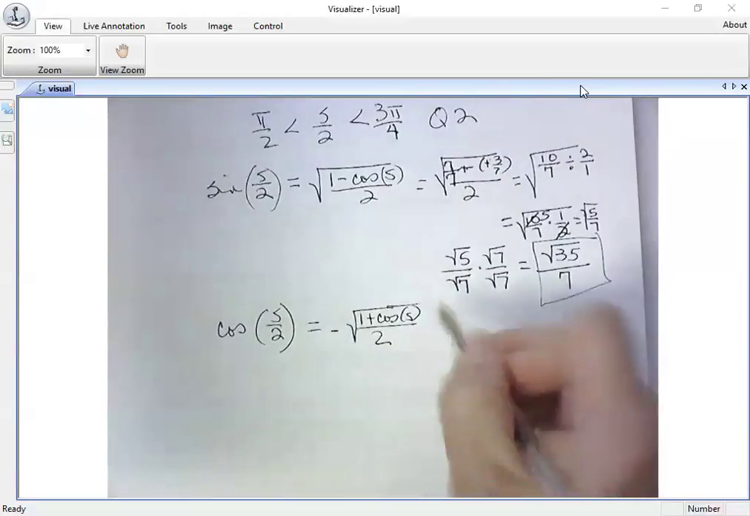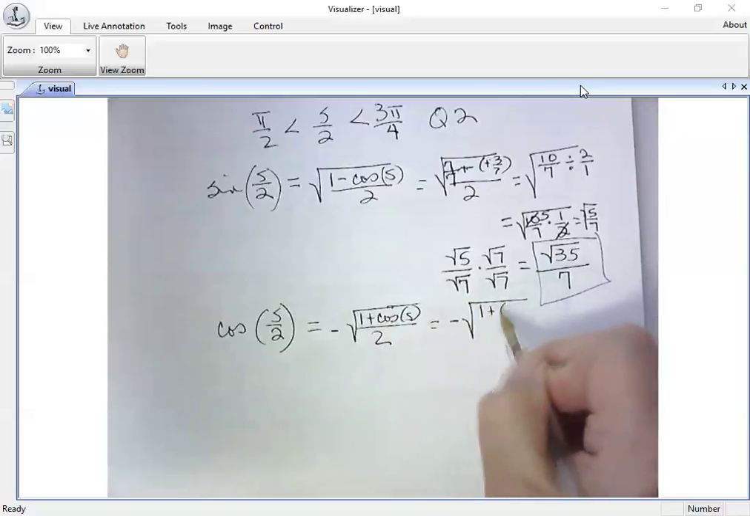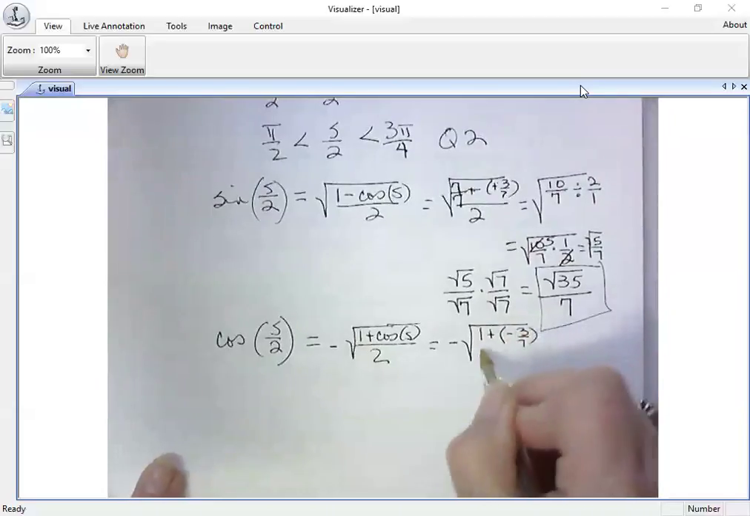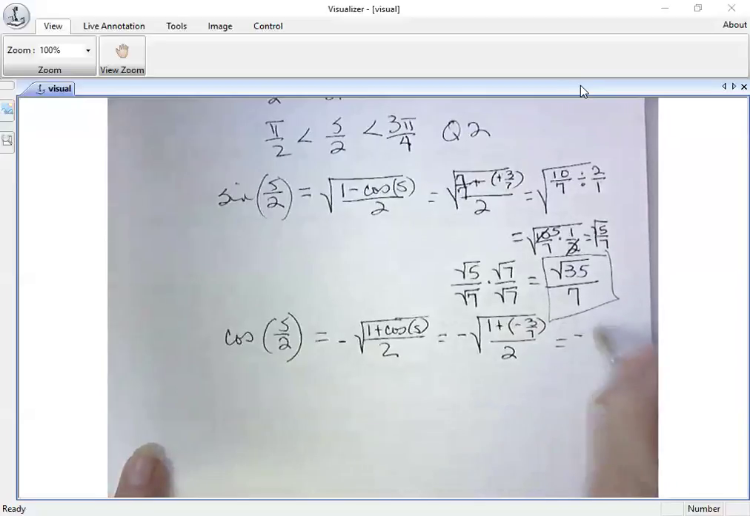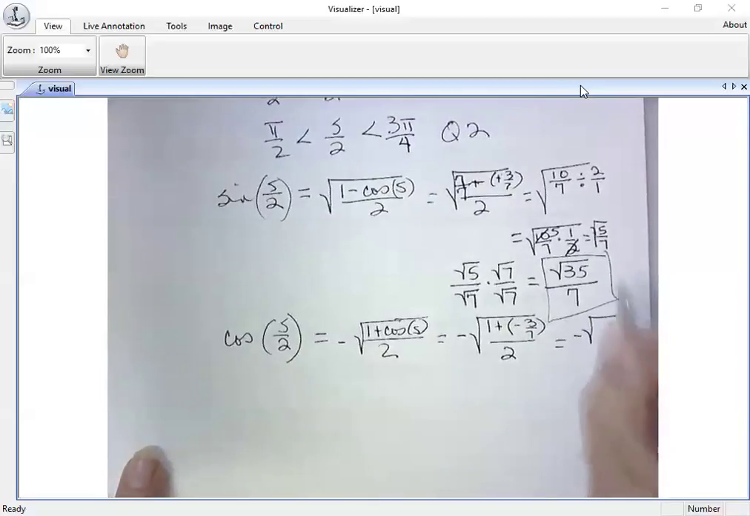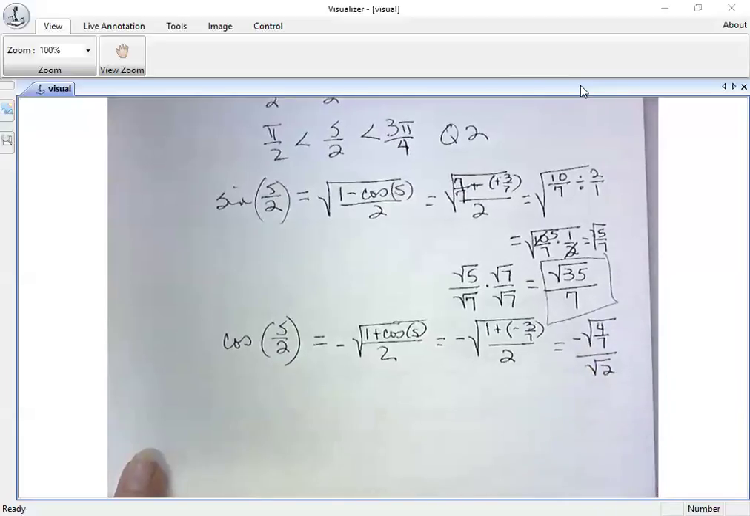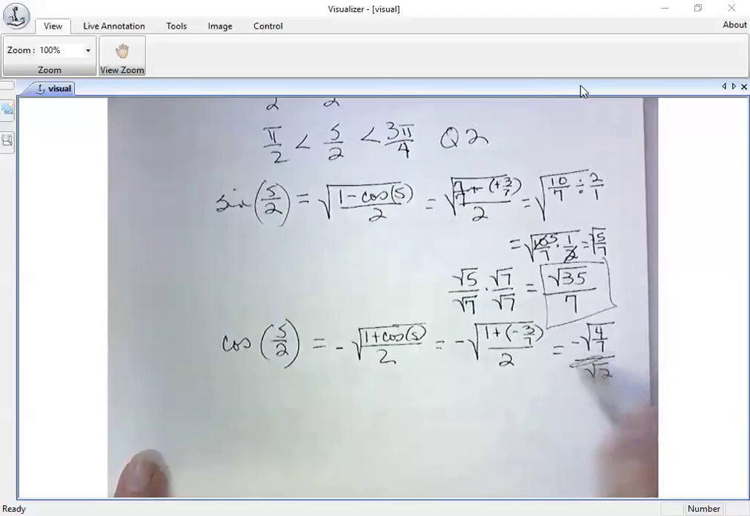Now, if I plug in, I get a negative square root of 1 plus, and my cosine of angle S is negative 3/7. So that turns into this. And how much is 1 plus a negative 3/7? 4/7. Yeah, because it's 7 over 7 plus a negative 3 over 7. So we would have a negative sign. We would have the square root of 4/7, and then that would be over the square root of 2, if you want to think of it like that. Or you could put it all under one. Actually, let's not do it that way. Let's do it this way.